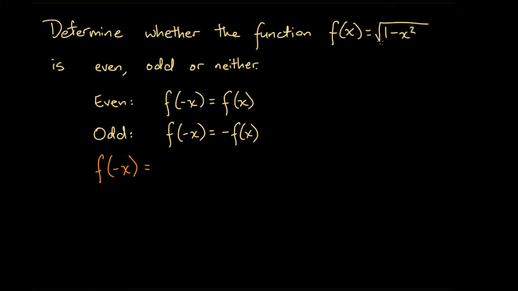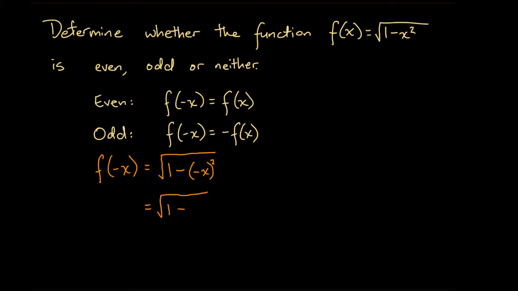So here, for f of negative x, we have to replace this x with a negative x and then simplify. So we'll write square root 1 minus, and then we'll do a bracket here, and we'll replace this x with a minus x, and that's squared. Okay, let's go about simplifying this. We'd write square root 1 minus, and here we've got negative x squared.